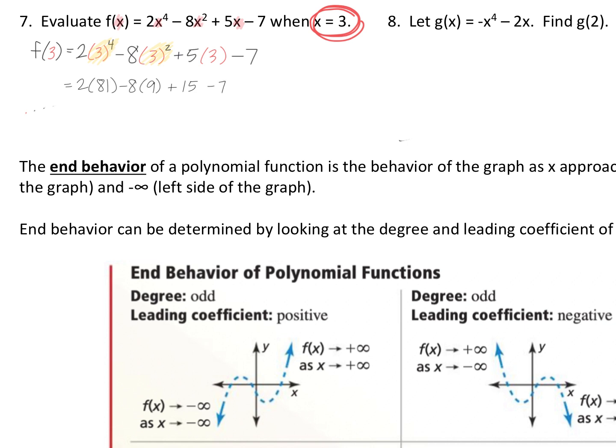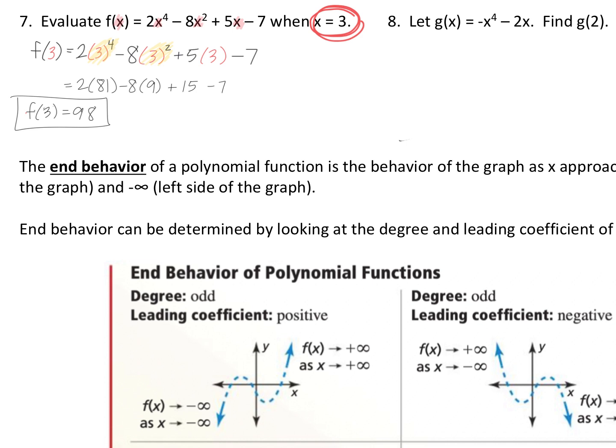So at this point, you could type it in a calculator if you want. 2 times 81 minus 8 times 9 plus 15 minus 7. If you do type in a calculator all at once, you have to make sure you use parentheses. And remember, to raise things to a power, use the caret key, which is this thing that looks like the roof of a house. 3 to the 4th is 3 raised to the 4th. You should get, do you have 98? Yeah. Okay. Desmos is another good option as a calculator. But f of 3 is 98.